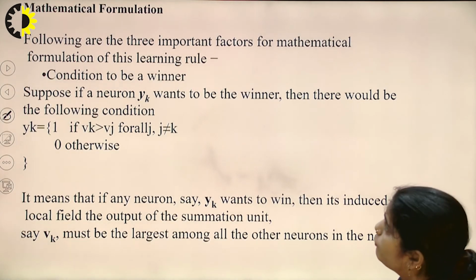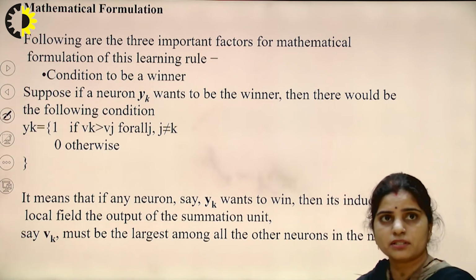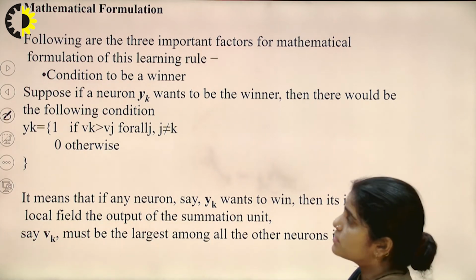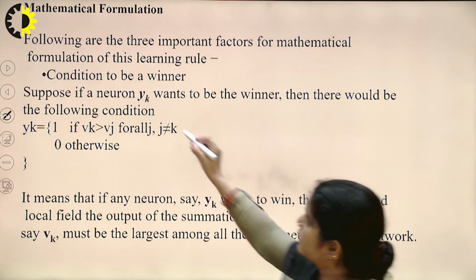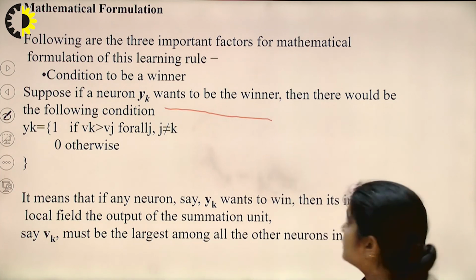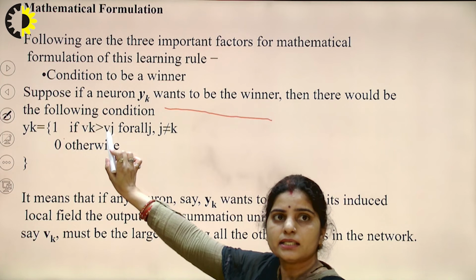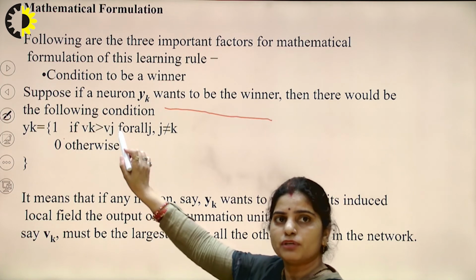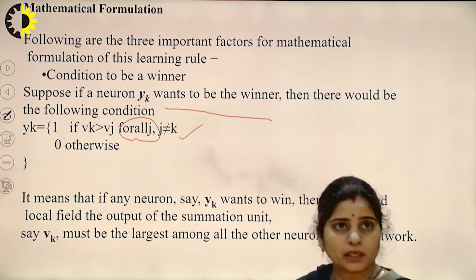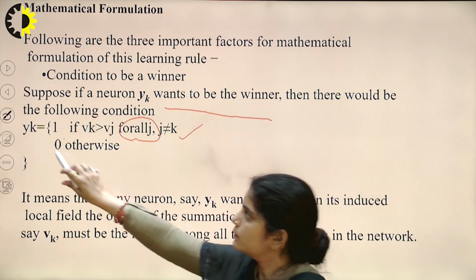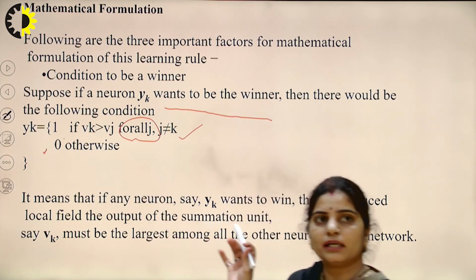Now, the three important factors for the mathematical formulation of this learning rule are, first of all, the condition to declare the winner. Suppose a neuron yk wants to be a winner, then the condition is that yk is equal to 1 if vk is greater than vj for all values of j, where j is not equal to k. Otherwise, the output of the neuron will be declared 0.